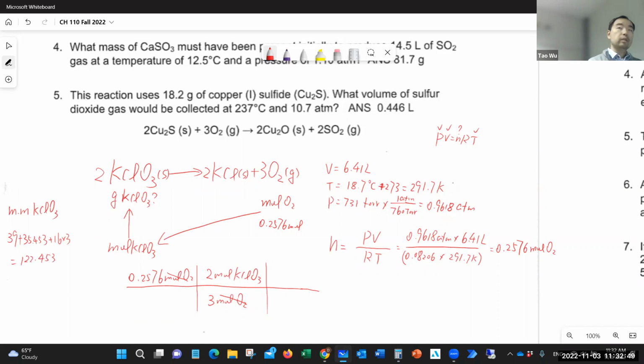122.453. And remember, the molar mass is gram per 1 mole. 1 mole of the potassium chlorate has 122.453 gram. So now you multiply the molar mass: 1 mole of the potassium chlorate equals 122.453 gram. So the moles cancel, and now you will figure out what is the mass of the potassium chlorate.